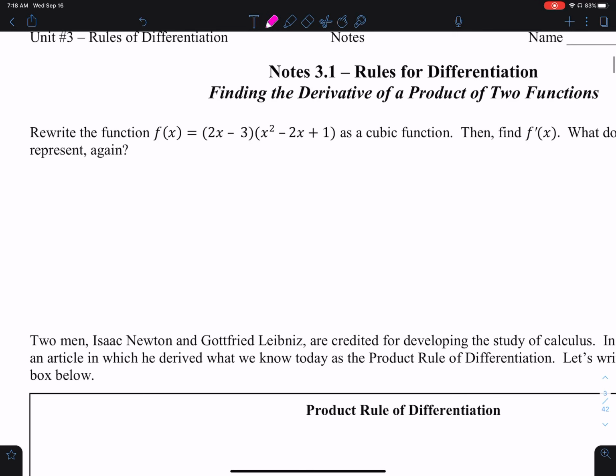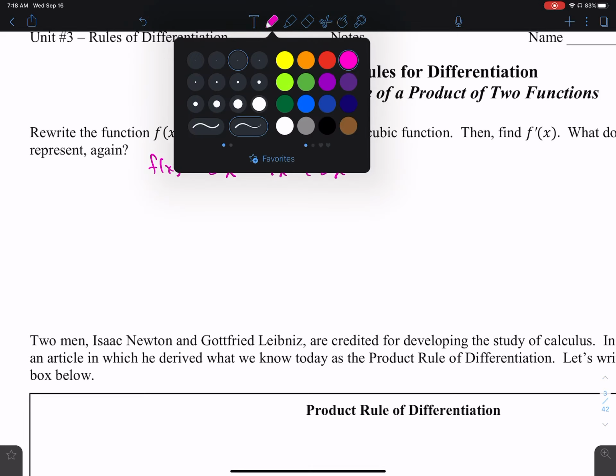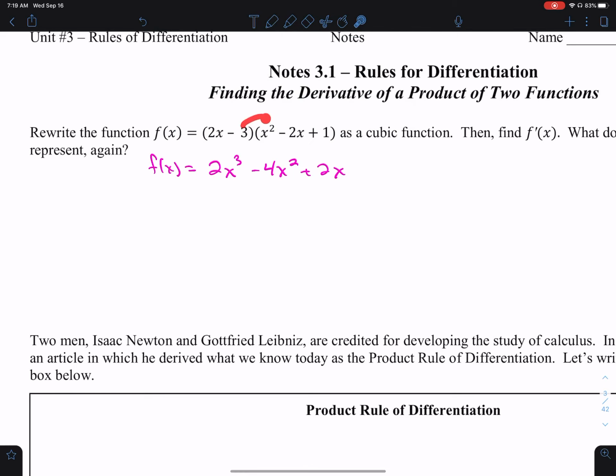So to rewrite this, we're going to distribute the 2x to each of these terms. It's going to be 2x cubed minus 4x squared plus 2x. I'm going to distribute the minus 3 to each of these terms. Going to get a minus 3x squared, a plus 6x, and a minus 3.